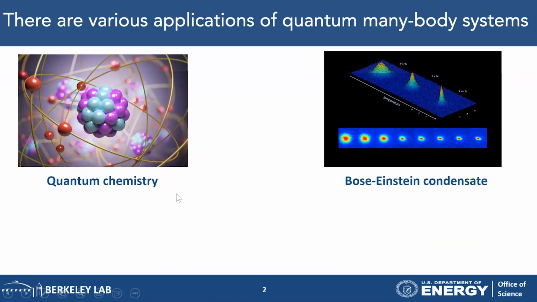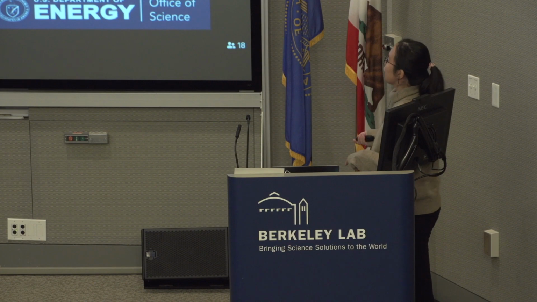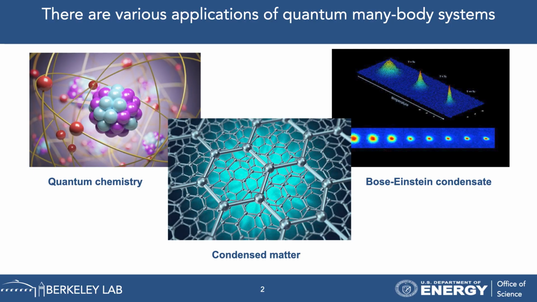For example, in quantum chemistry, where for each molecule we have one nuclei surrounded by many electrons. In Bose-Einstein condensate, where we have a large number of identical particles called bosons. And in condensed matter, for example, graphene and graphite, where we have a large number of atoms stacking together. So studying quantum many-body systems can help us understand the structures and the properties of these systems.